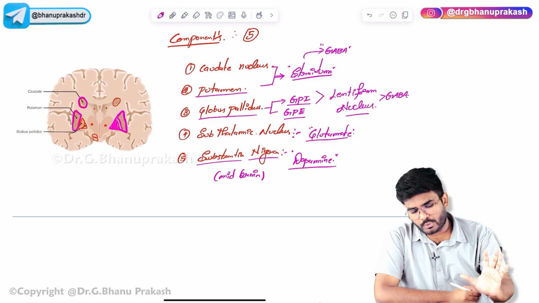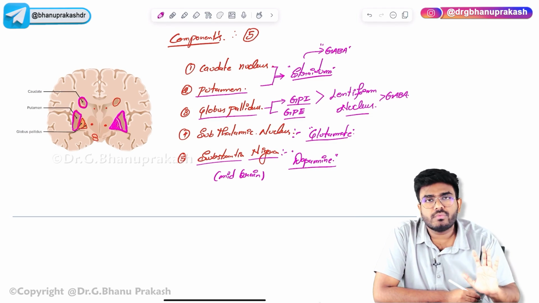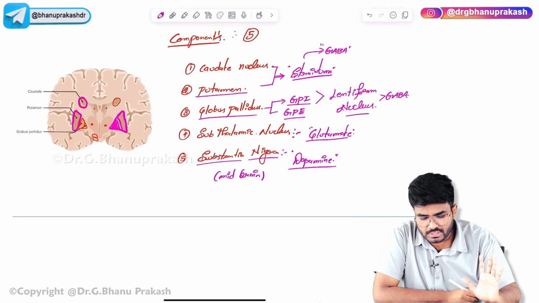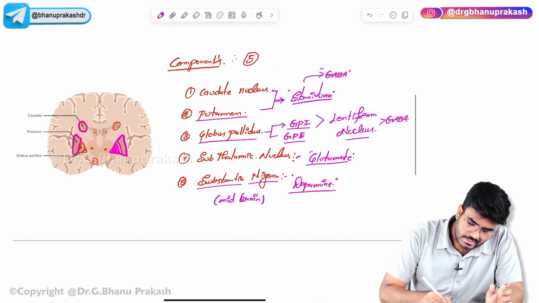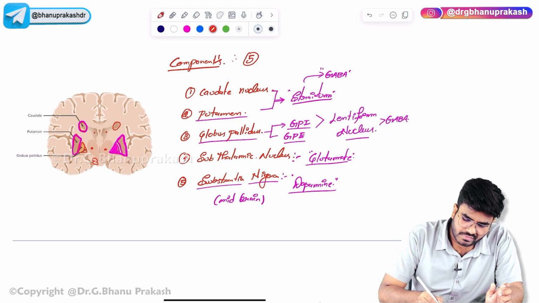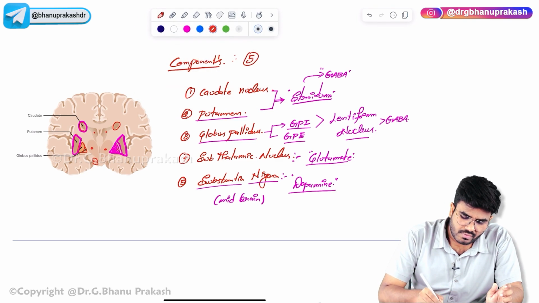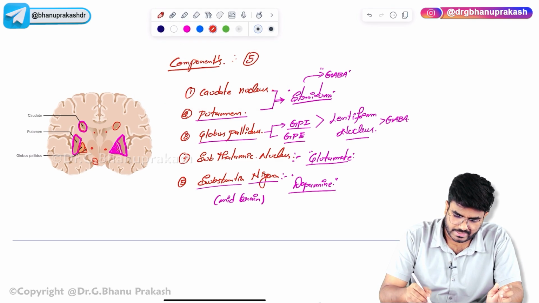So, these are the 5 components of the basal ganglia. I have shown you where they are located, and what the neurotransmitters are. Now, the first question is, sir, what is the function of this basal ganglia? Basal ganglia ka function kya hai? What exactly is the function of the basal ganglia?